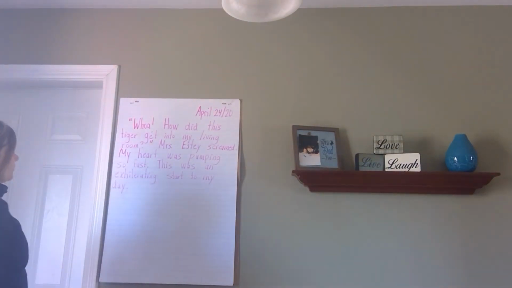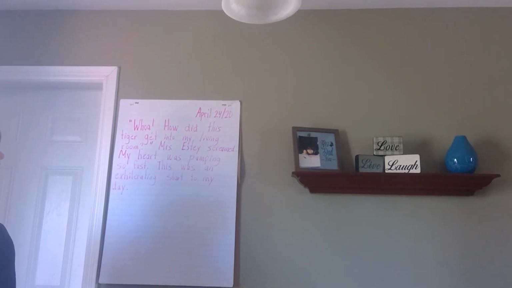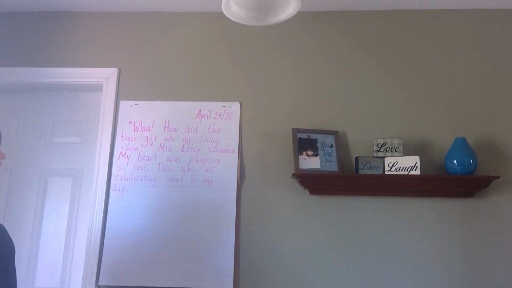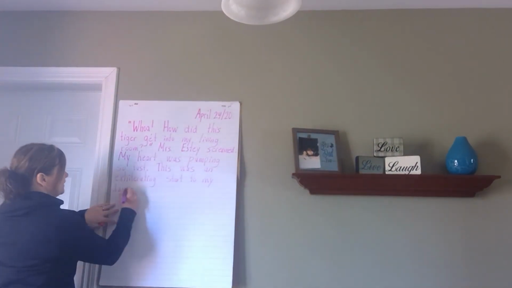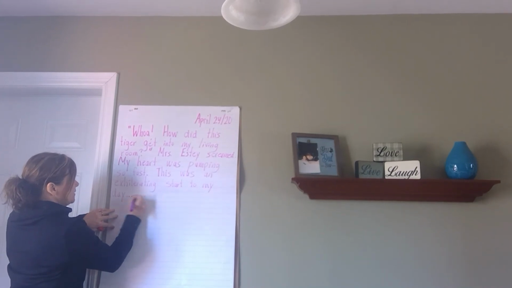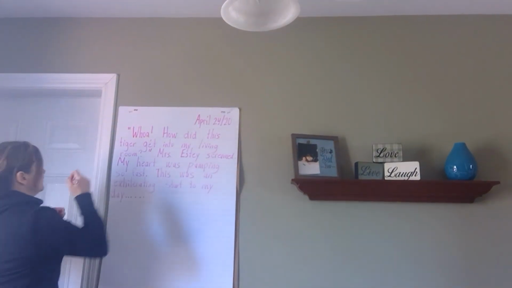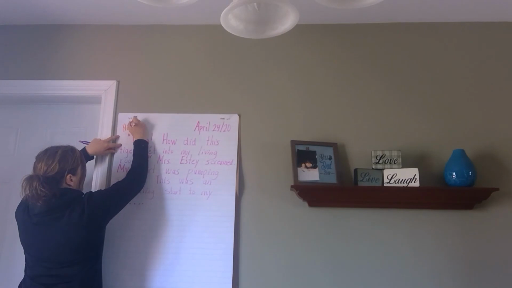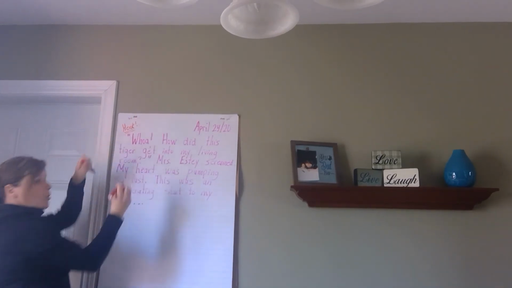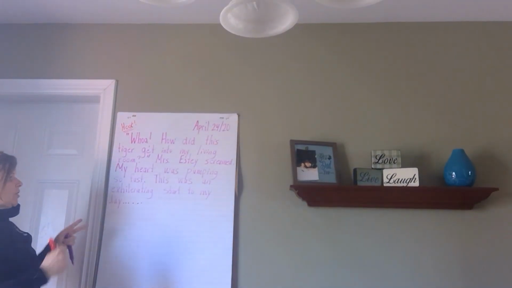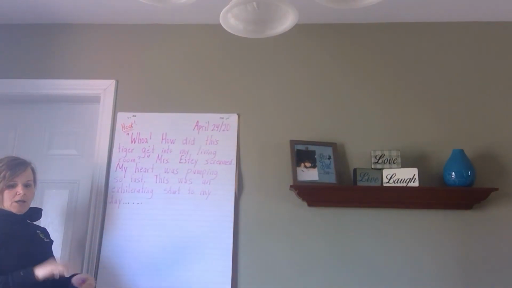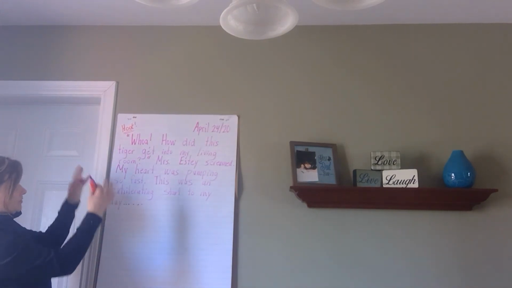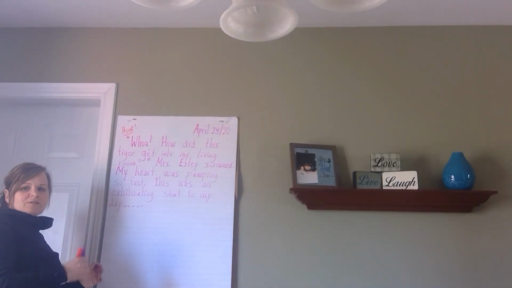So let me go back and see. Whoa, how did this tiger get into my living room? Mrs. Esty screamed. My heart was pumping so fast. This was an exhilarating start to my day. Okay. So there's my hook. Okay. And I think I got you because I've got my kids engaged. So I'm hoping you're engaged. So that's my hook. Now, I want you to write your hook for your story. We're going to pause it, and the three of us will write the rest and share the rest of the story with you in a moment.